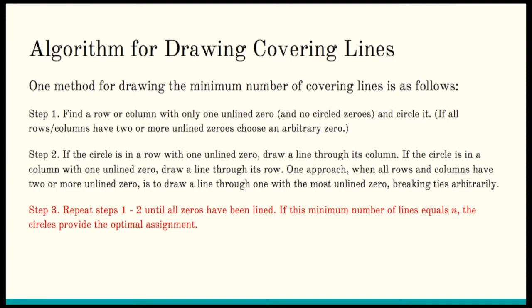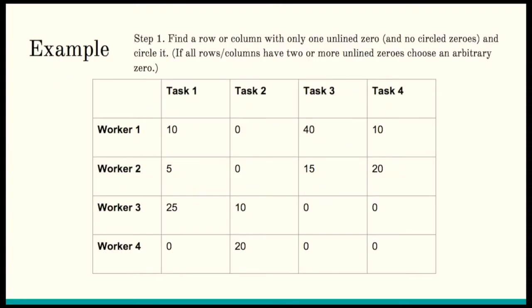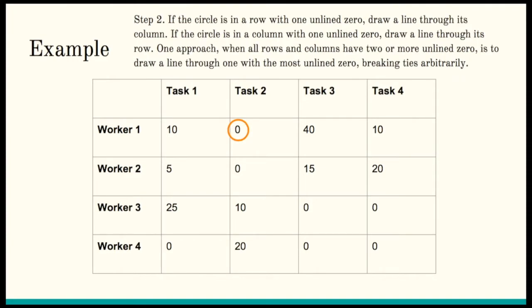So let's work through an example of this. This is the same matrix that we drew covering lines for in the previous example. We drew a line through the second column and the third and fourth rows. For the first step, we must find a row or column with only one unlined 0 and circle it. Row 1 has one unlined 0, so let's circle it. For step 2, if the circle is in a row with one unlined 0, which it is, draw a line for its column. So let's draw a line through column 2.